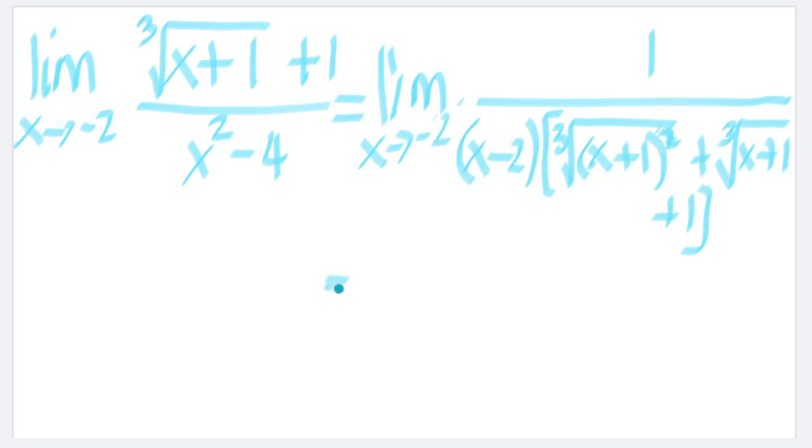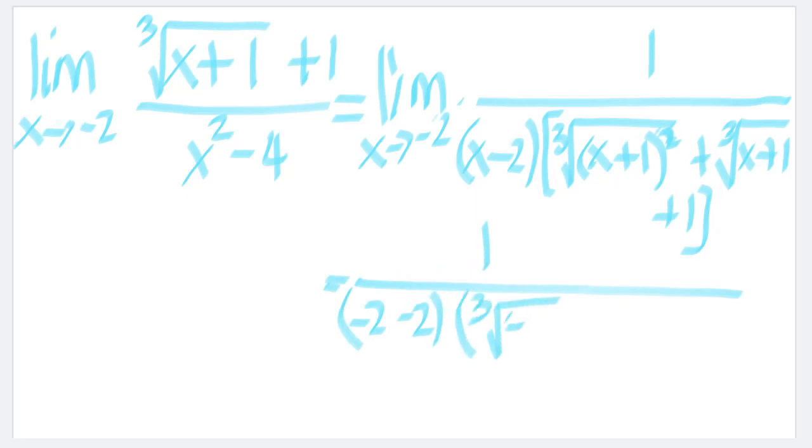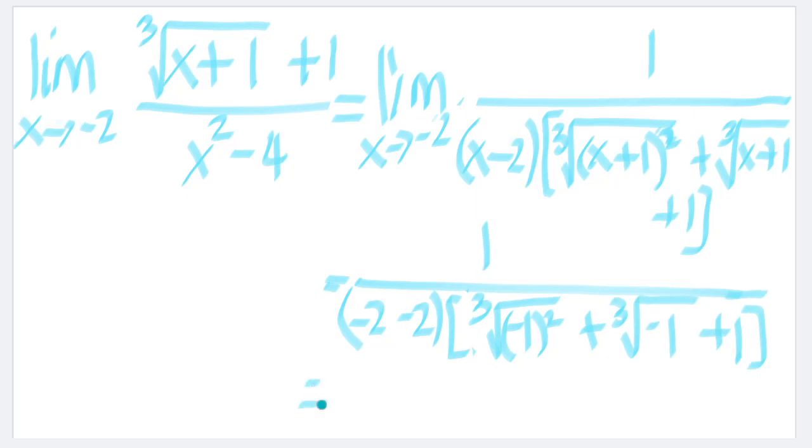So by substituting now, we have 1 over negative 2 minus 2 times cube root of negative 2 plus 1 is negative 1 squared plus, we just have to make this a bracket, kailangan tayo parenthesis sulod. So plus cube root of negative 2 plus 1, that is negative 1 plus 1. Simplifying, that would be 1 over negative 4.